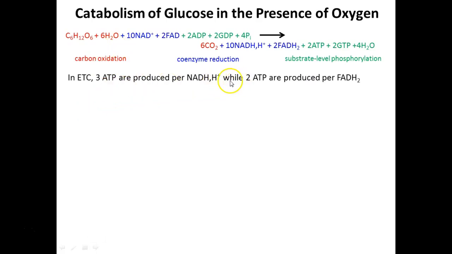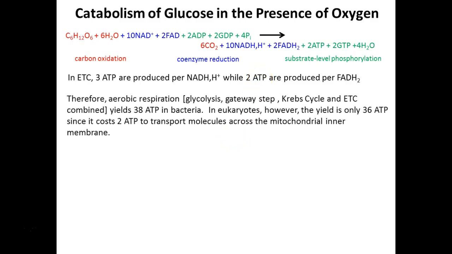3 ATPs are produced for each NADH, because remember, 3 sets of protons went across the membrane. For FAD, we're only going to get 2 ATPs, because only 2 sets of protons got pumped across the membrane. So therefore, for aerobic respiration, which is glycolysis, the gateway step, the Krebs cycle, and electron transport chain combined, theoretically, you could yield in bacteria 38 ATP per glucose molecule.